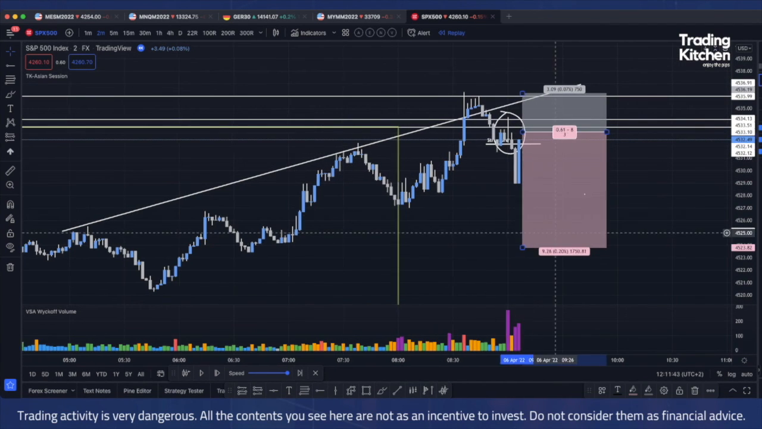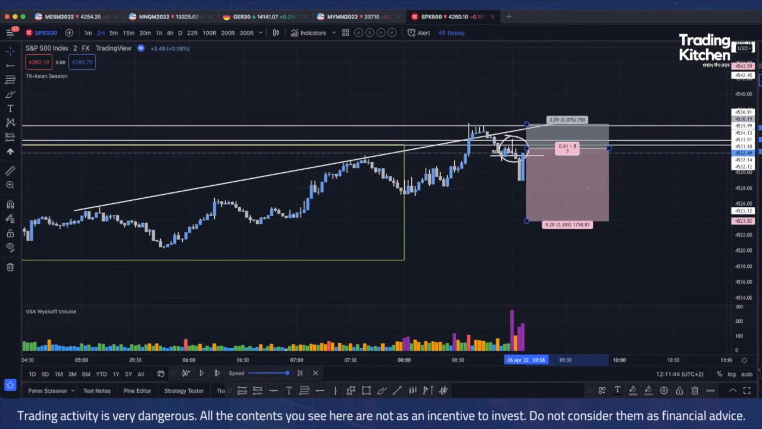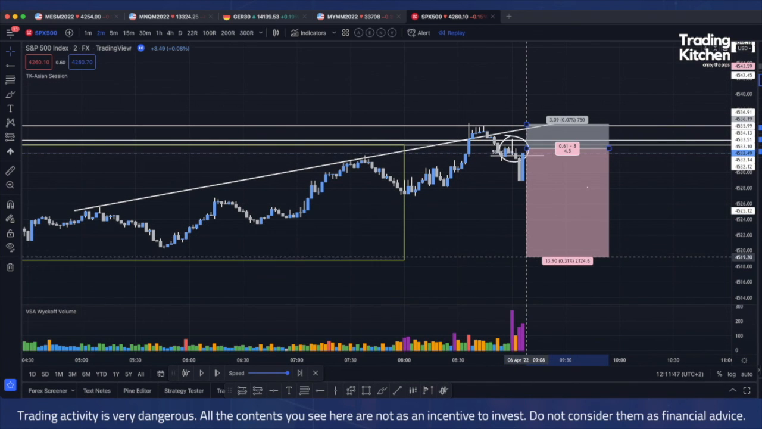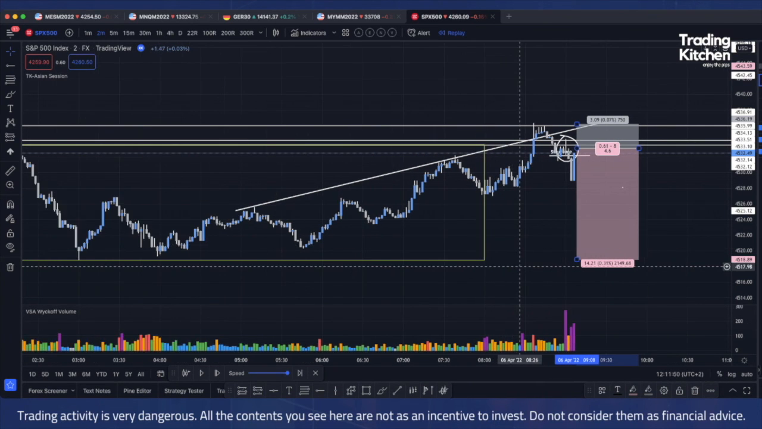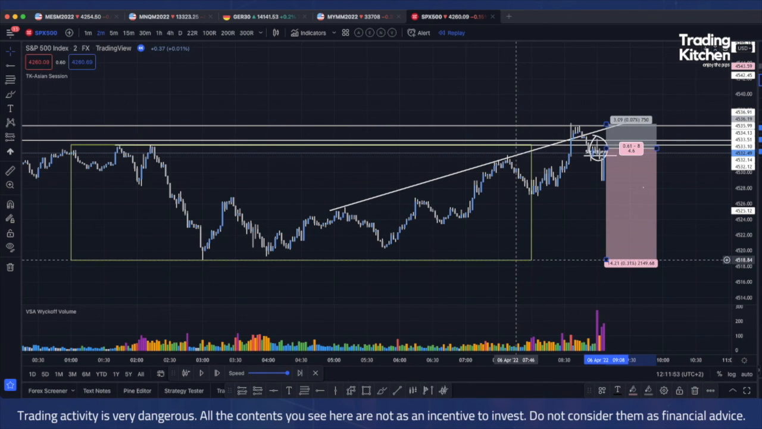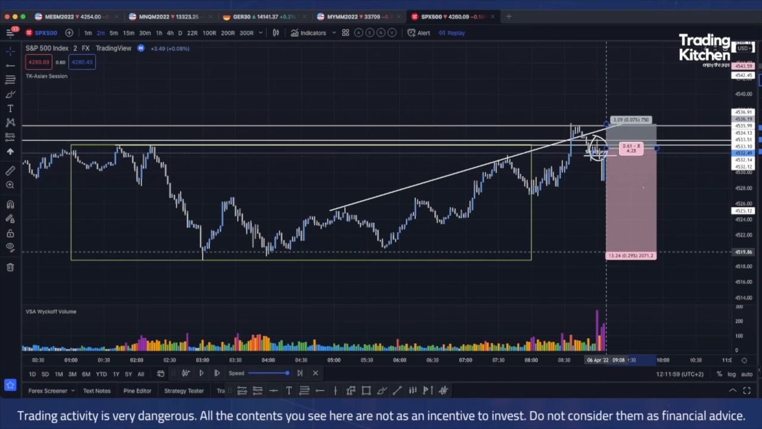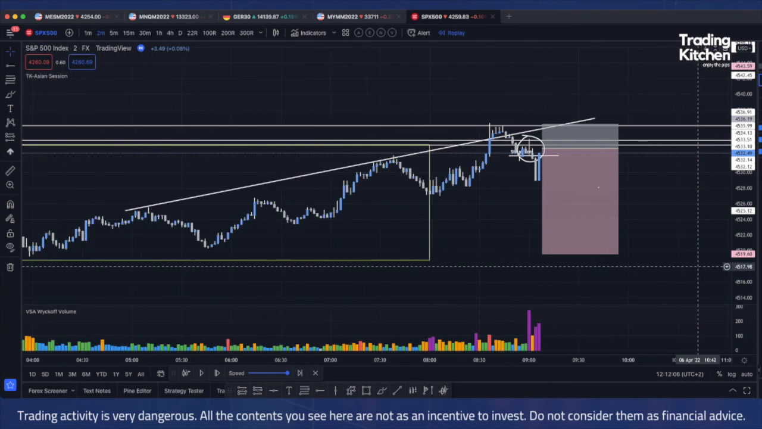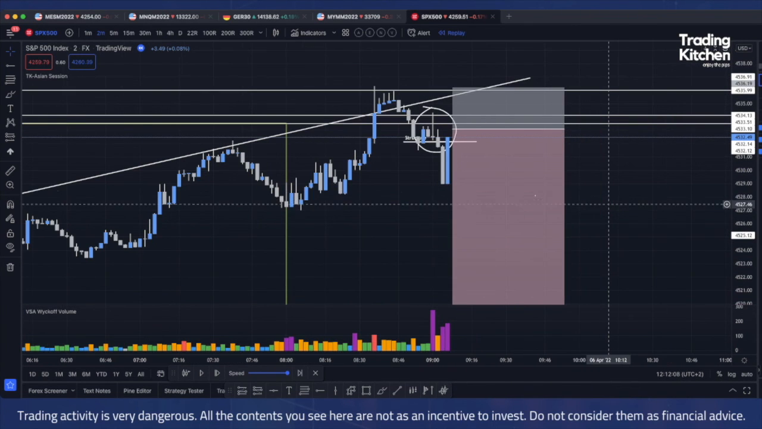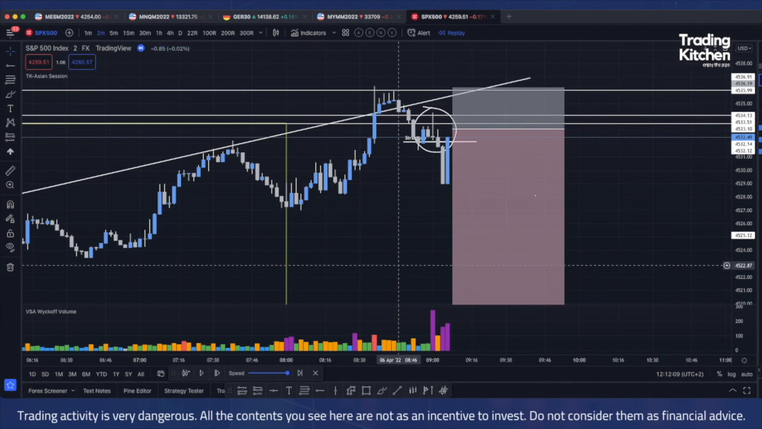In this case, the target will be at least on the Asian low. Well, probably not the Asian low because we have this liquidity. So on this high low, sorry. Okay, so two kinds of entries.